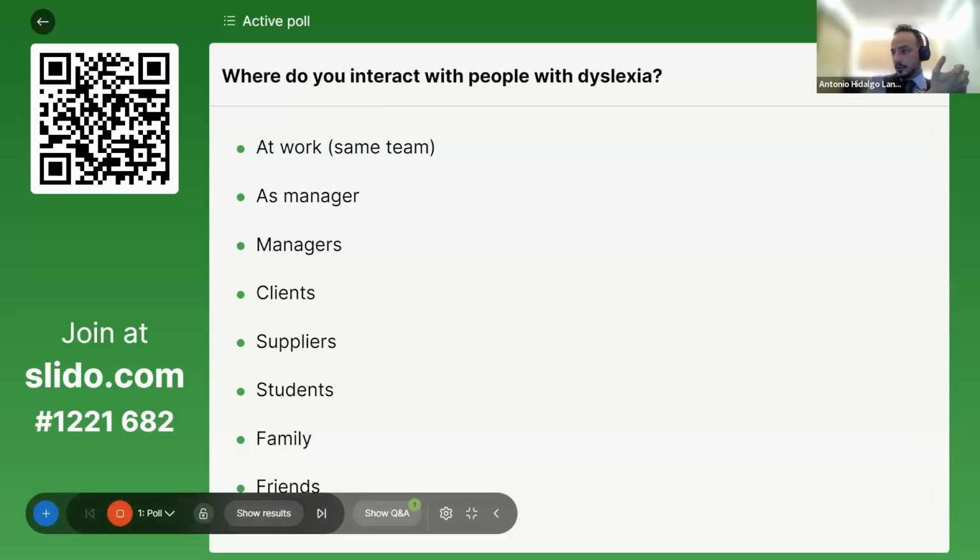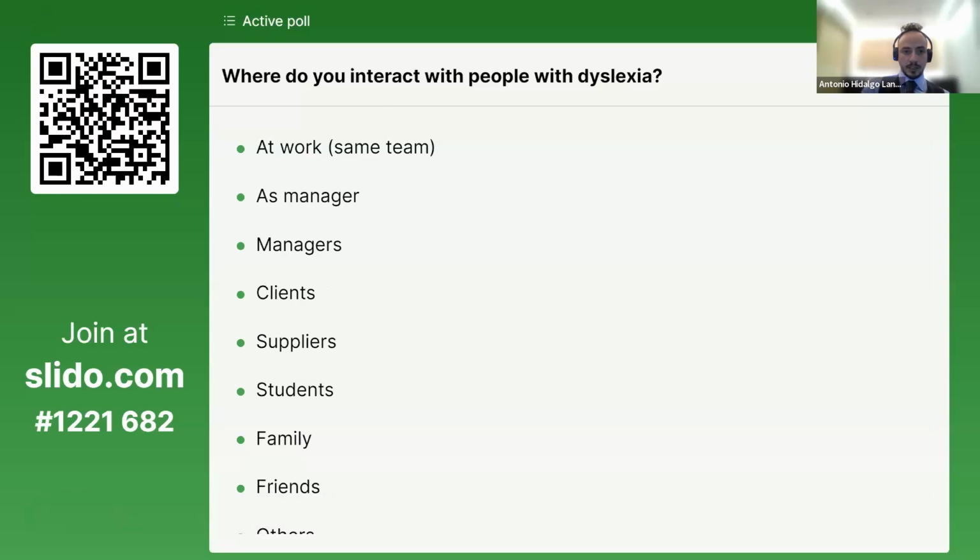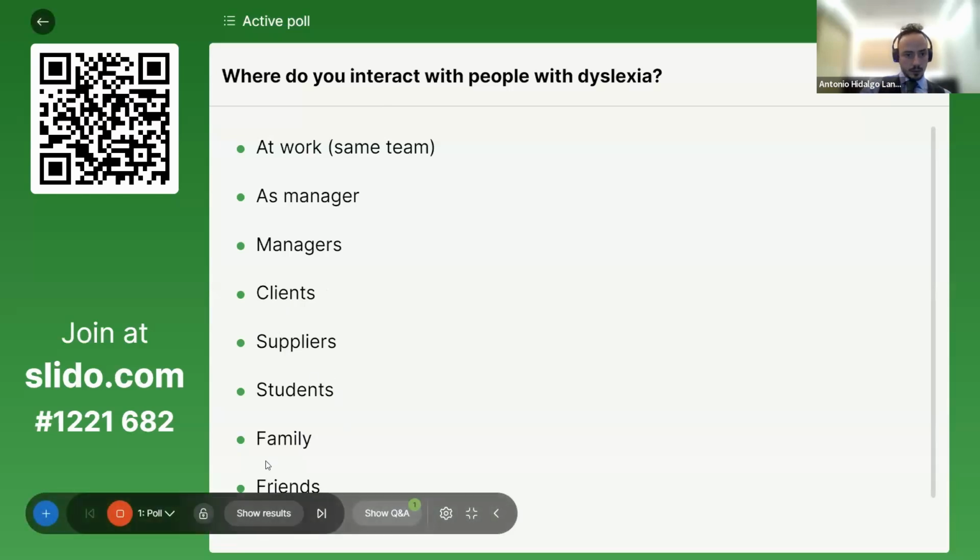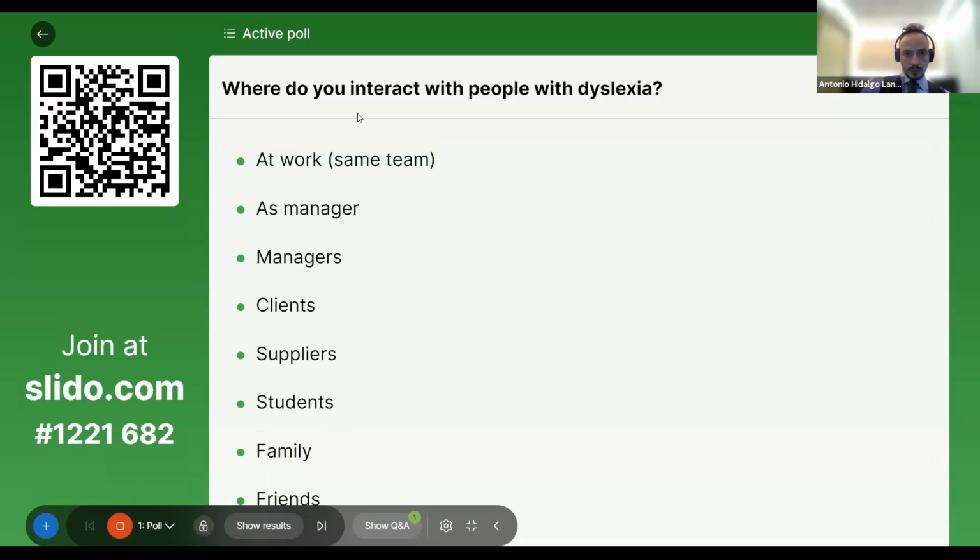This is not an exam. There is no right or wrong, it's just to start that conversation. How aware are we in general of people that have these kinds of conditions? I'm going to give a couple of seconds to anyone. I'm just going to check the chat in case anyone has any problem. I don't see anyone, so I'm going to see if we can see the results.